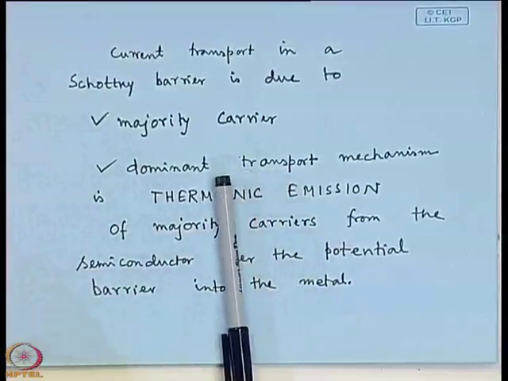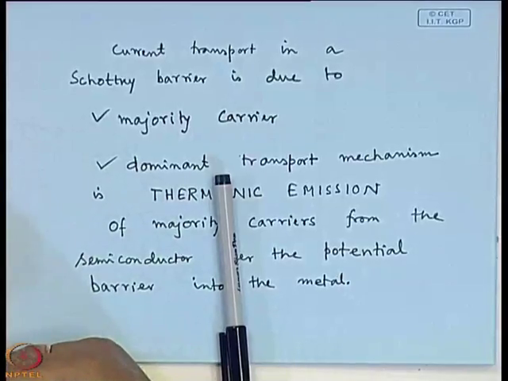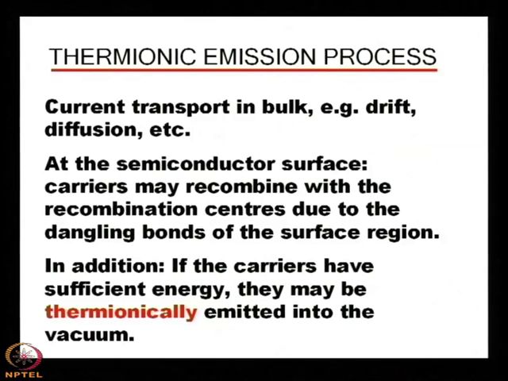Now, what is thermionic emission? Liberation of electrons by thermal means. Yes. So, now if I show you one view graph, then it will be clear. You see that in the current transport process, it can be by various means, particularly for the bulk material it is drift and diffusion etc. And at the semiconductor surface, carriers may recombine with the recombination centers due to the dangling bonds of the surface region, that also we know.